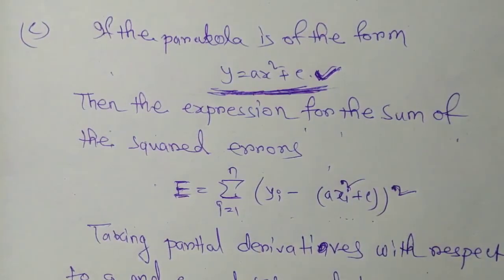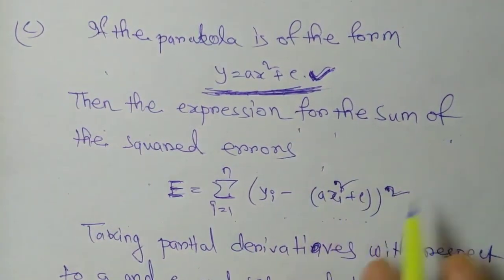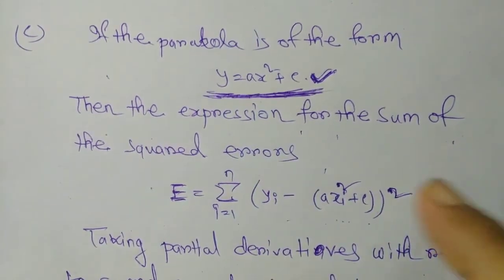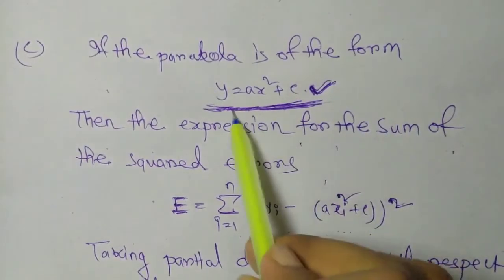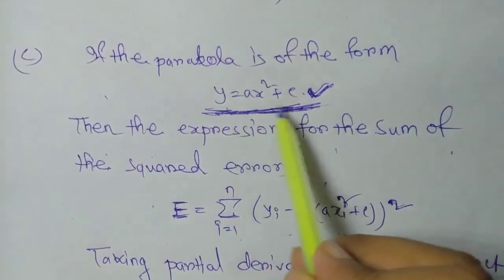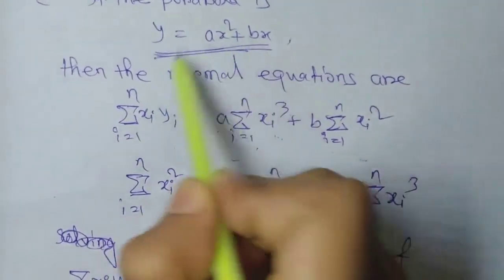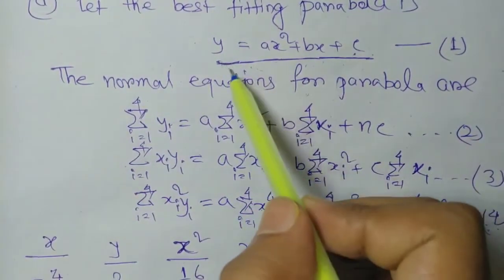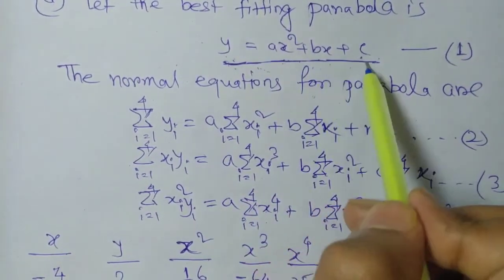So with this case my parabolic curve fitting video ends here. I described all three cases: this is the third case, when the parabola is of the form y is equal to ax square plus c; this is the second case, where the parabola is of the form y is equal to ax square plus bx; and this is the first case, where the parabola is of the form y is equal to ax square plus bx plus c.